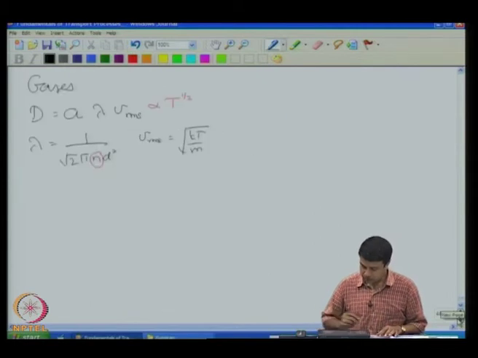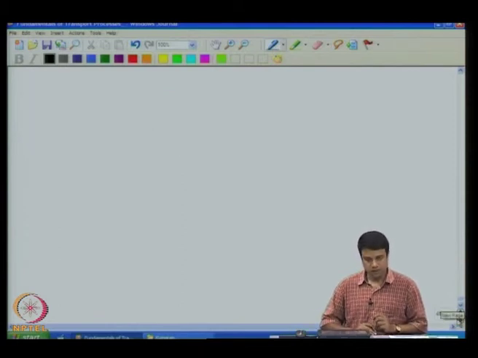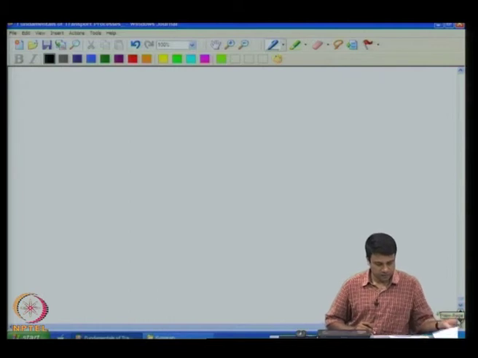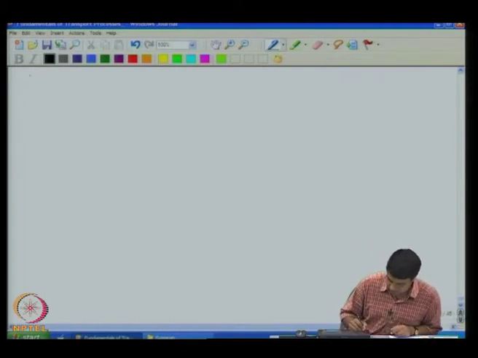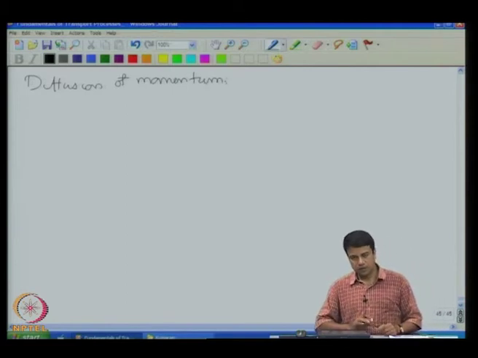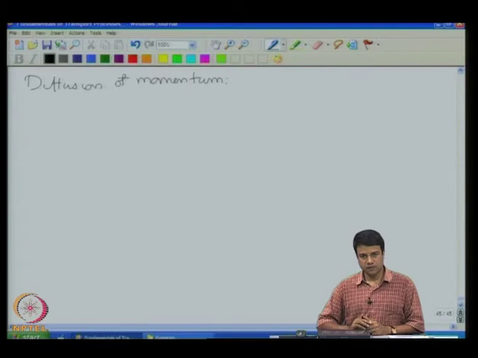So, that gave us some physical insight into the diffusion of mass. Now, let us look at the diffusion of momentum. That is, I am trying to get a relationship between the flux of momentum, which is the shear stress, and the change in velocity across a surface.